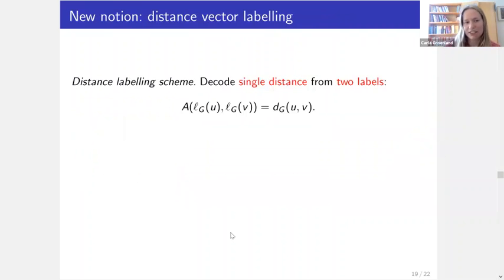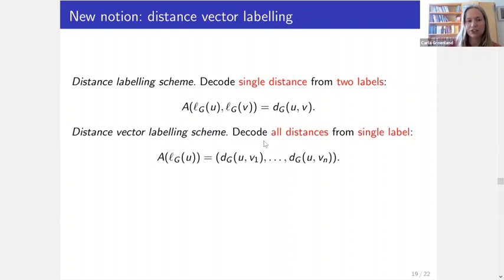So the first labeling scheme is a distance labeling scheme. So this is very much like an adjacency labeling scheme, but now we want to assign labels so that from any pair of labels, we can find out the distance between the corresponding vertices. So it turns out that if we have an isometric universal graph, we can turn it into a distance labeling scheme, but the other way around doesn't really work because we don't really have that much control still over the graph that we create.